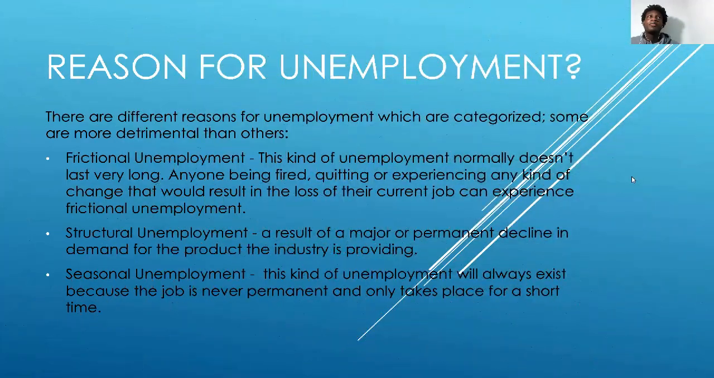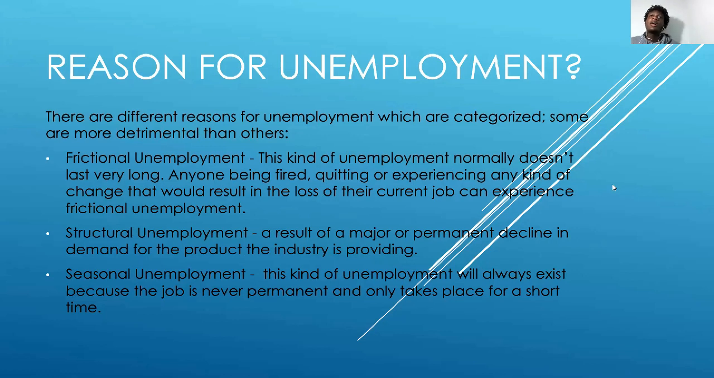Reasons for unemployment. There are many different reasons for unemployment, which are categorized. Some are more detrimental than others. For example, frictional unemployment. This kind of unemployment normally doesn't last very long. Anyone being fired, quitting, or experiencing any kind of change that will result in the loss of their current job can experience frictional unemployment. As for structural, a result of a major permanent decline in demand for the product the industry is providing will leave people out of jobs.